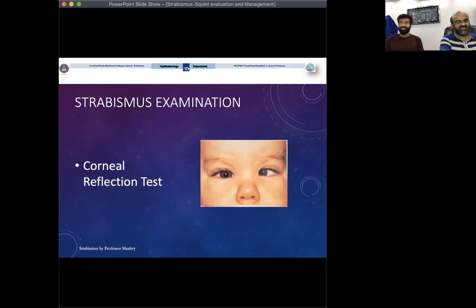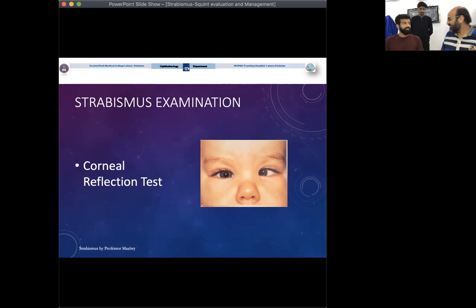Please come here. First, you see, this is the eye, and you shine the light directly into the eye and look for a reflection on the cornea. That is the simple corneal reflection test, right? It is also known as the Hirschberg test.